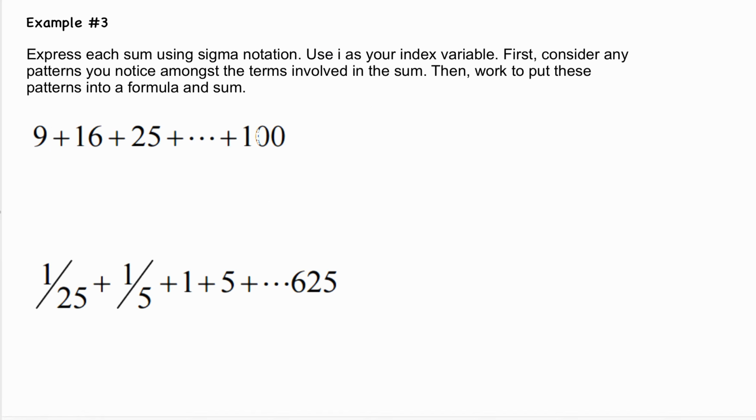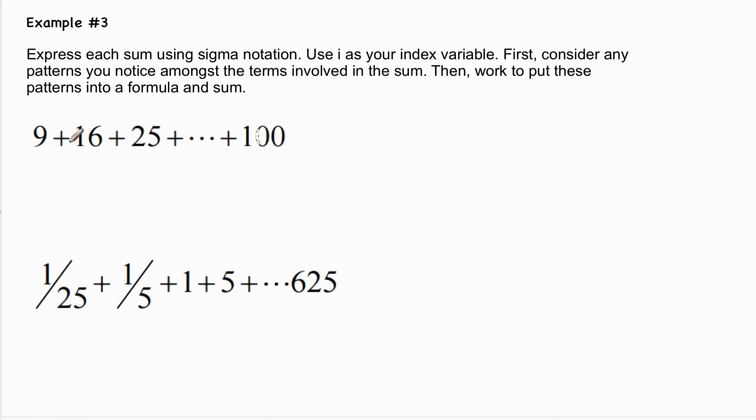Ruh-roh. Well, first thing I have to do is look at my series that I have, and I have to try and write a formula for it. Now, we just spent 2 days doing arithmetic and geometric sequences. So that's the first thing I'm going to check. Is this an arithmetic series? 9 plus 7 would get me 16, but 16 plus 7 doesn't get me 25.